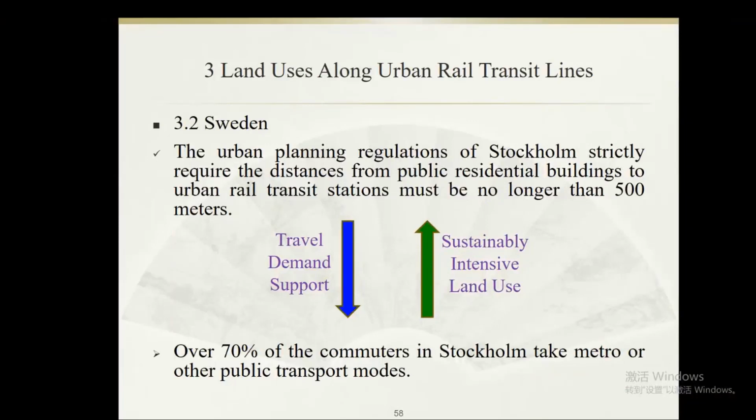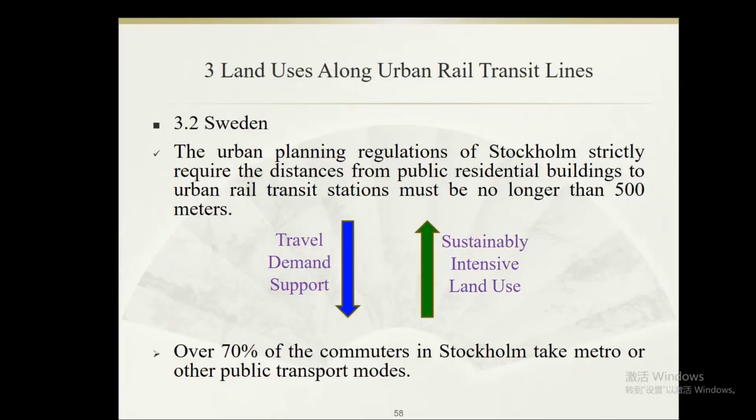Okay? In this way, over 70% of the commuters in Stockholm take the metro or other public transport modes. Okay, every day, over 70% of the trips are made by public travel modes, mainly the metro lines. Remember, this is a developed country. Okay, very advanced. But most people will use the metro. No need for a personal car. Yeah, no need. Rational urban form. Very efficient network, metro network. Okay.